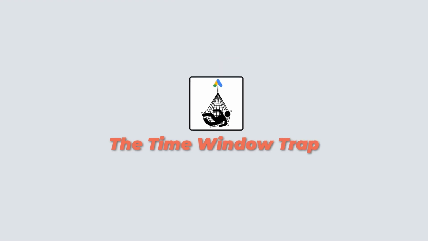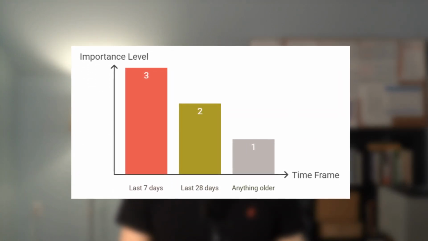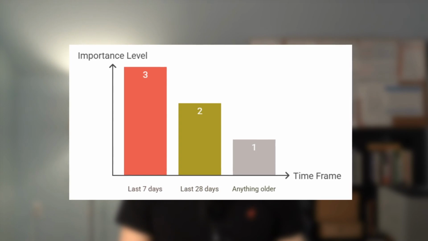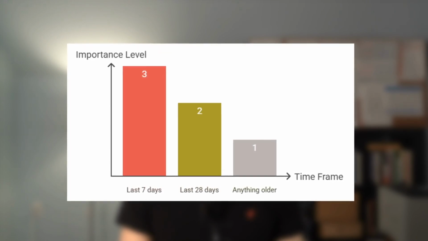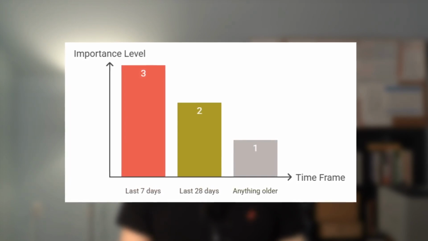First, let's explore the time window trap. An important thing to keep in mind is that smart bidding pays more attention to more recent data. It's like it has a short-term memory. Think of it this way: the last 7 days are super important to smart bidding. The last 28 days are still important, but not as much. Anything older barely matters. This explains why sometimes a small change to your target has a big impact, while other times a big change does nothing. It all depends on how your campaigns have been performing recently.